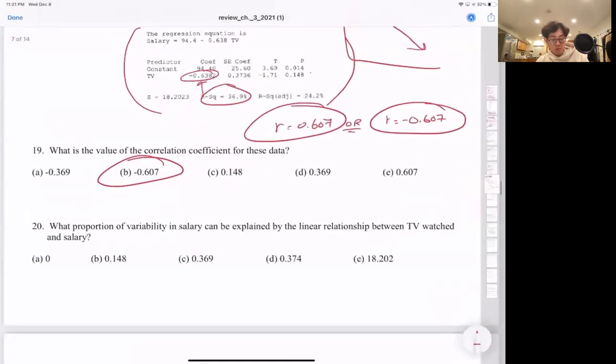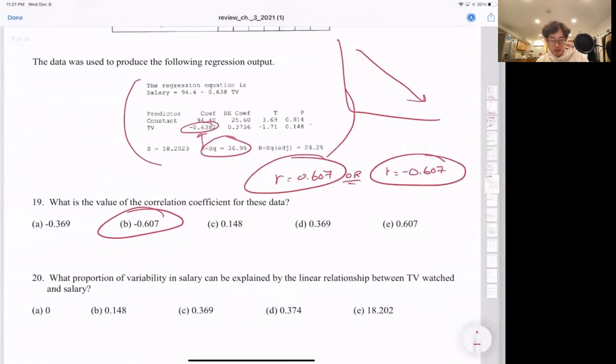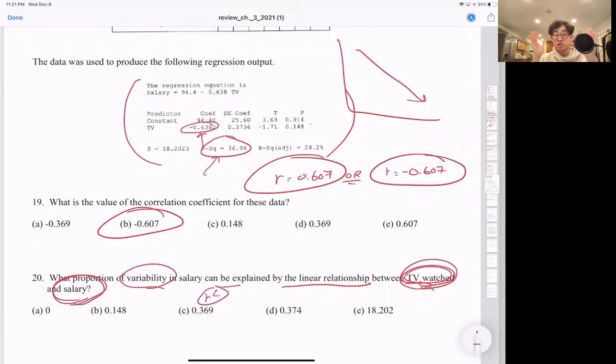What proportion of variability in salary can be explained by the linear relationship? Explained variability, linear relationship, response variable. I'm sorry, this is your explanatory, this is your response. That's your R squared all the time. It's just got to click now. That's 0.369.